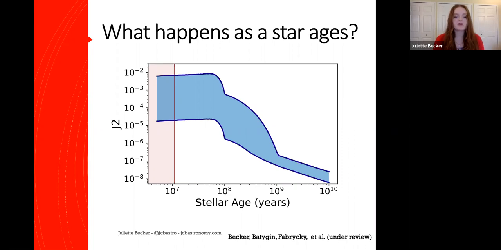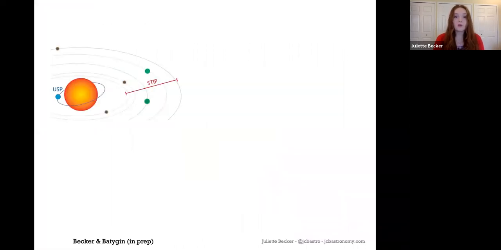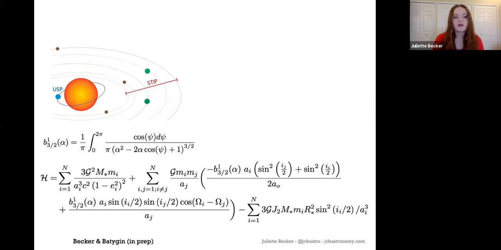Basically, the idea is as the star ages, the J2 moment is going to decrease. Now, what we would really like to do is model the evolution from the birth of the system to present day. This is not something we can do with numerical simulations because the time step was so small that I would be sitting here running simulations all year. So instead, we use the secular model.